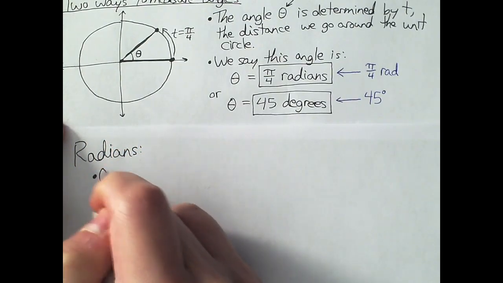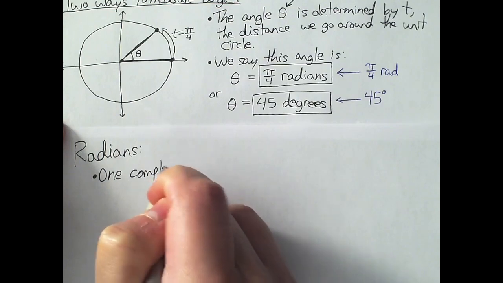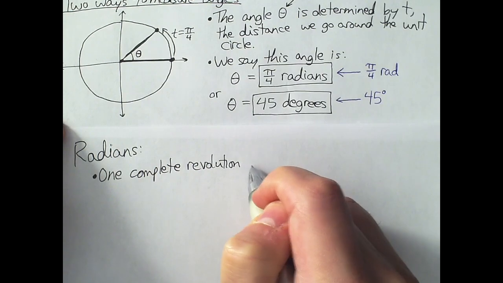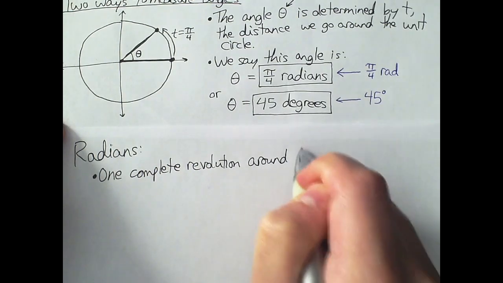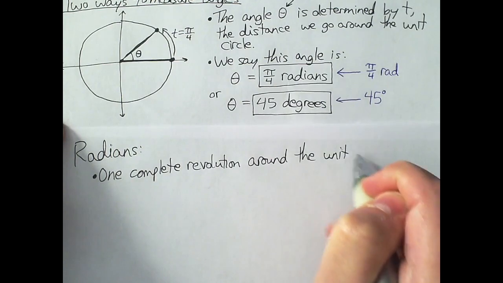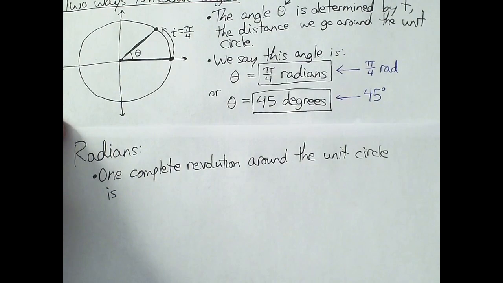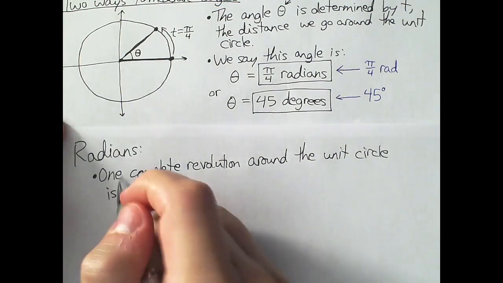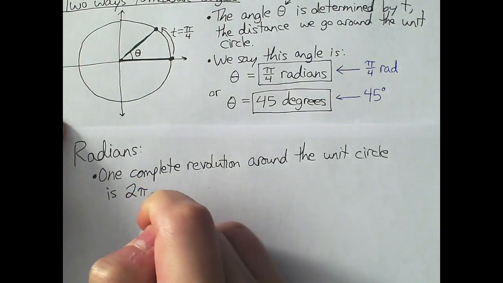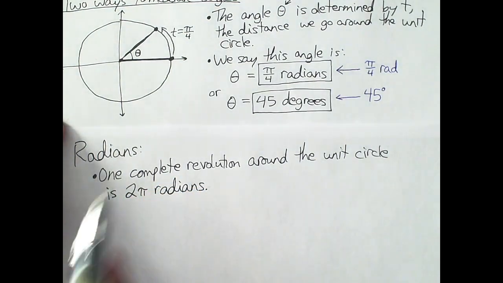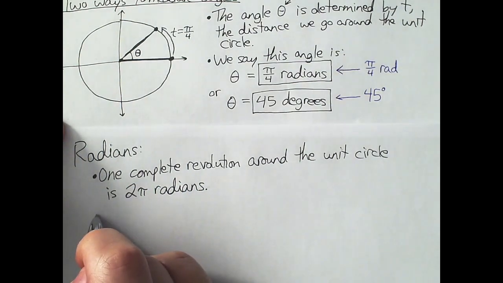First of all, one complete revolution around the unit circle is, how many radians do you think it is? Well, it's kind of like saying what t value would we need in order to go all the way around the unit circle once, and that's going to be 2 pi. So we could say 2 pi radians. Like a complete rotation all the way around the unit circle.